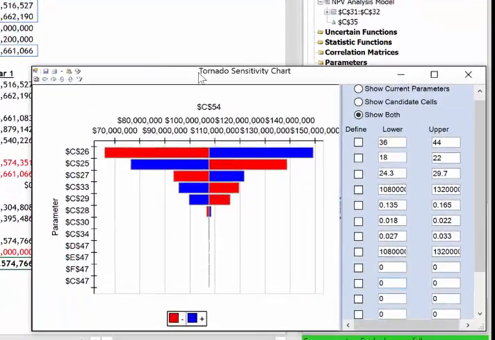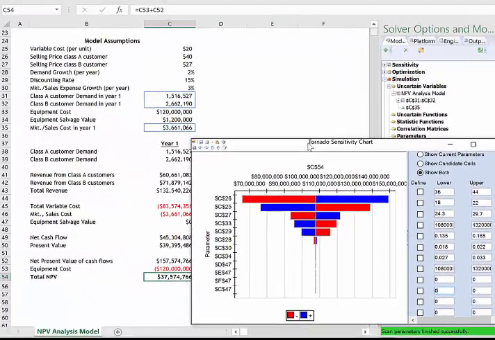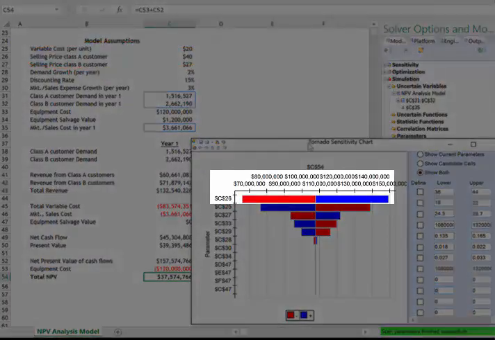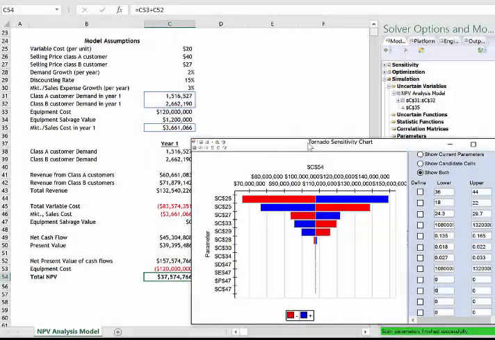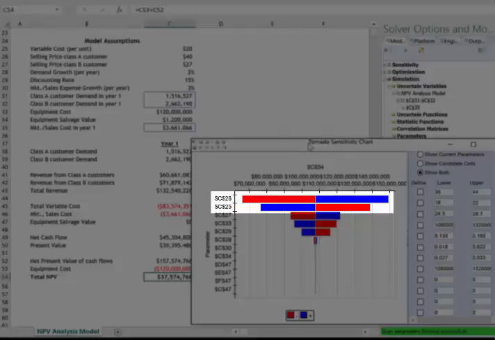Cell C26 has the most impact on the value of cell C54. If we take a look at the spreadsheet, we see that cell C26 is the selling price of a Class A customer. The value of cell C54 increases when this parameter value increases, as shown by the blue bar. The next most sensitive parameter is cell C25. Notice the switching of the red and blue bars. This means that when the value of cell C25 decreases, then the value in cell C54 increases.